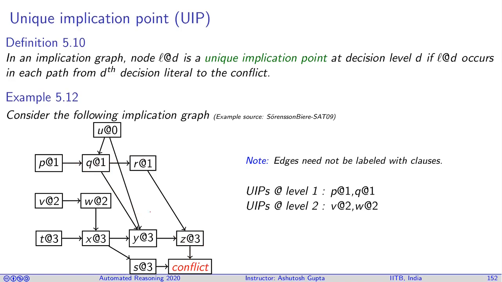Similarly, you can learn implication points for V. So it goes V, W, and X is not a unique implication point for V because it's a different level, but it occurs in all paths. So this one is not. Okay. Let's carry on, and for decision level 3, you have implication points T at 3 and X. Okay, so both of them satisfy the definition.